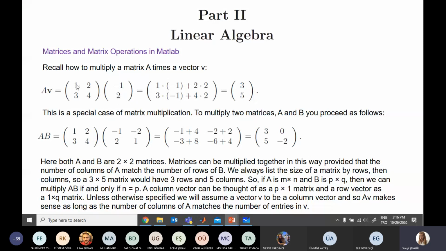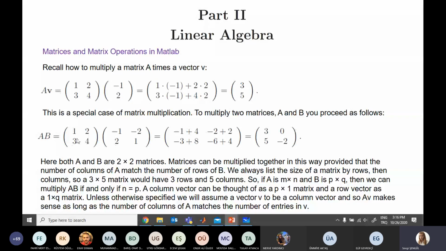And for multiplication, this row should be multiplied with this column element-wise. 1 times -1, 2 times 2, and add them. 3 times -1 plus 2 times 4, and add them, and you will get a 2 by 1 column vector at the end. And to be able to multiply matrices, again, size is important.